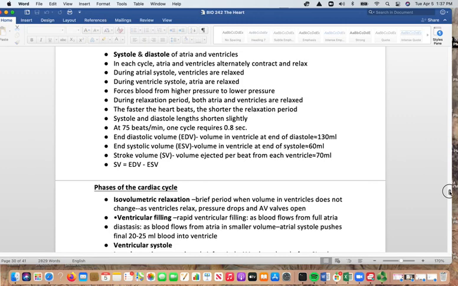So there are some volumes that we look at here. Your end diastolic volume is the volume that's left in the ventricle at the end of diastole. It's about 130 milliliters. The end systolic volume is the volume left in the ventricle at the end of systole. So it's about 60 milliliters. So the heart is not completely empty. So that means your stroke volume, which is the amount that gets ejected each beat, is about 70 milliliters.